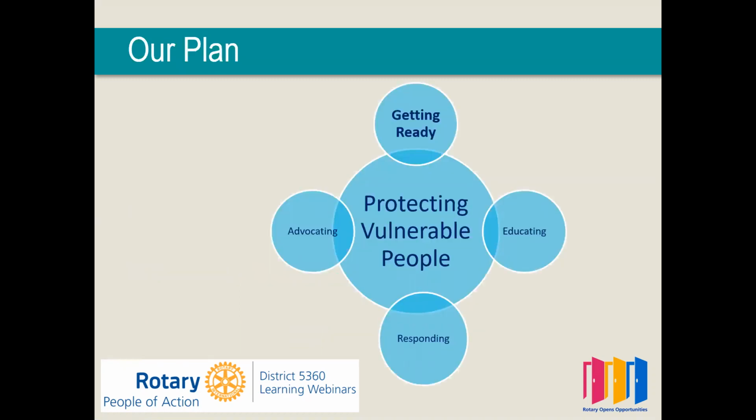The policy and procedure is one part of our plan, and it fits into the first area, which is getting ready to protect vulnerable people. It includes policy, the procedures, job descriptions, and other tools that will help us protect vulnerable people. Following that, we're going to be working on advocating for protection, educating people to what their jobs are, and responding when things happen.